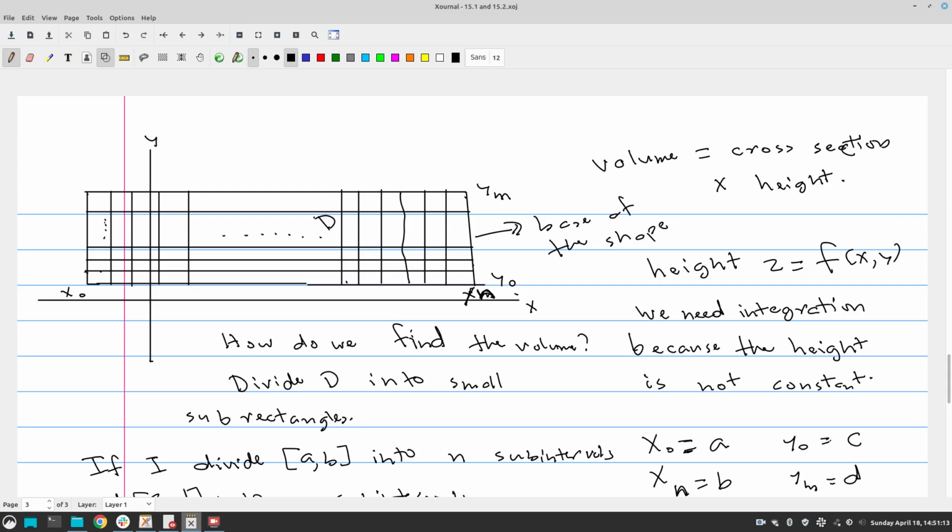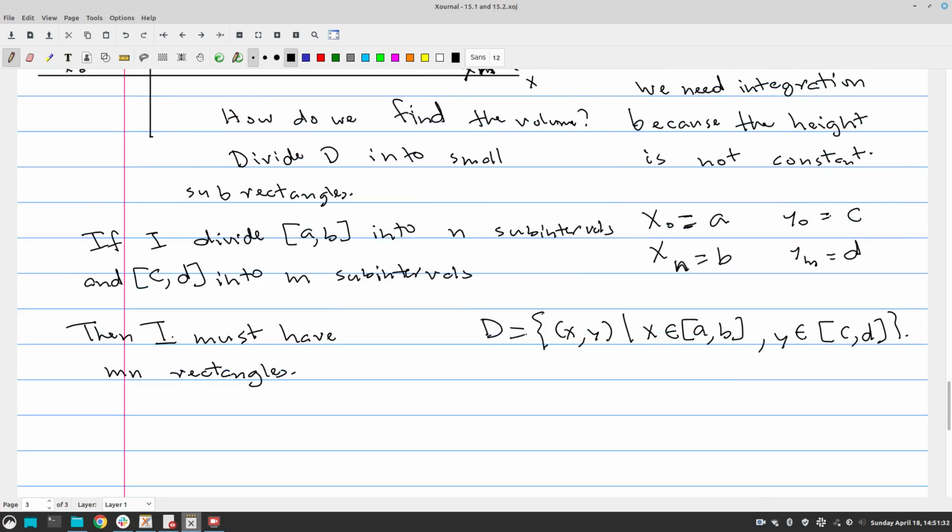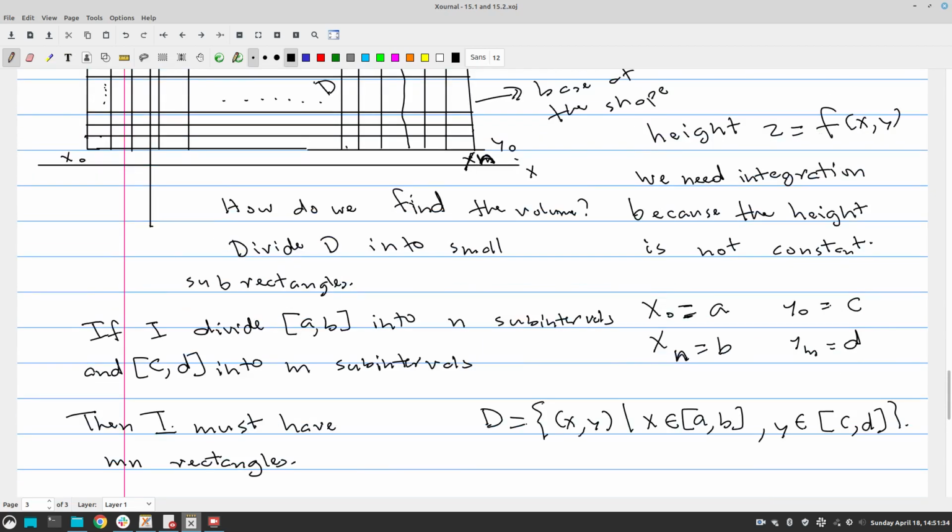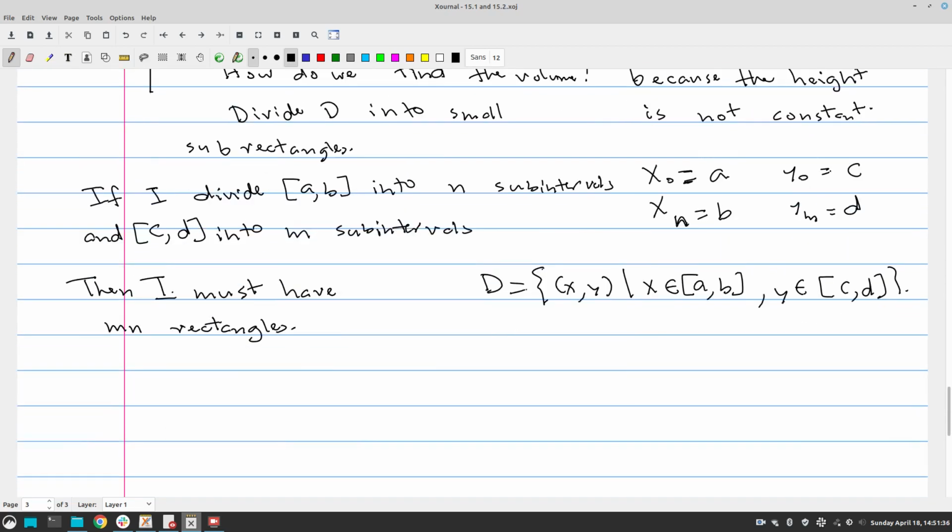So we have mn rectangles in this region. Right, so now AB has been divided into n subintervals. So what does that tell me?